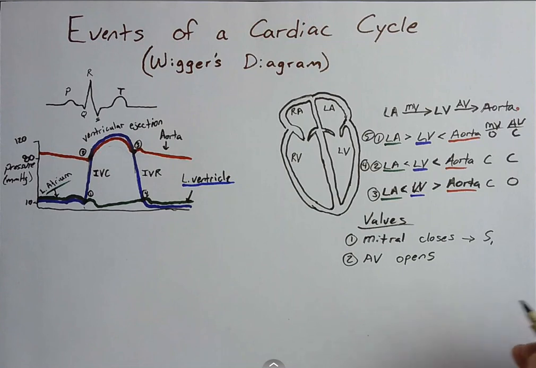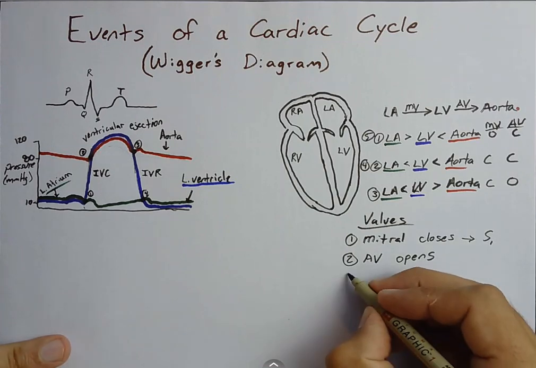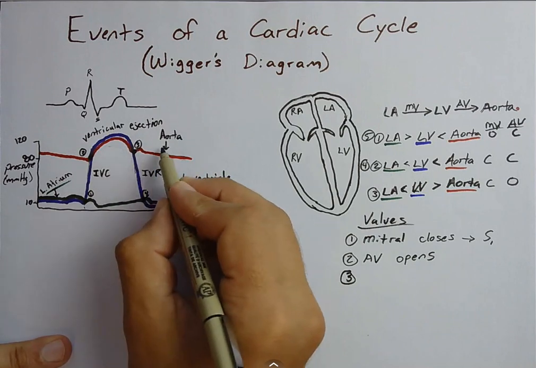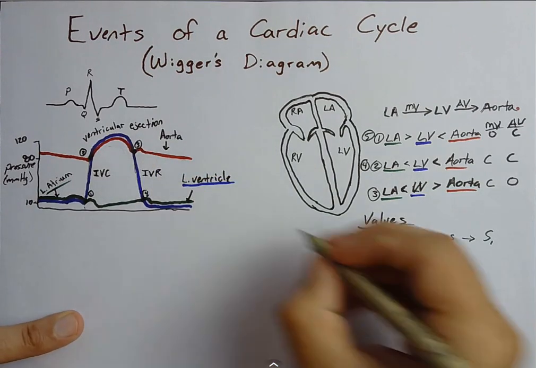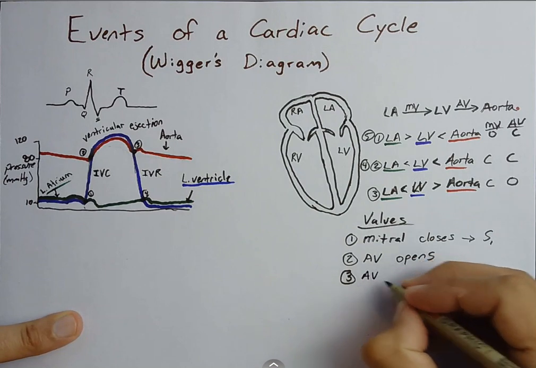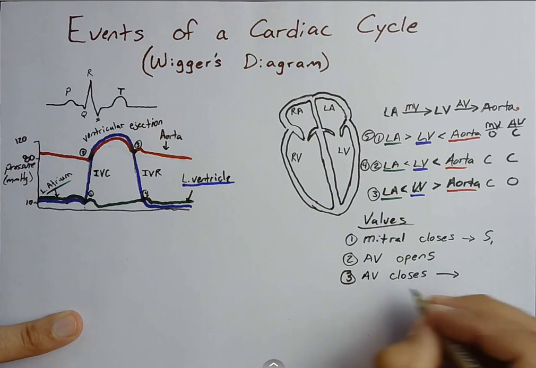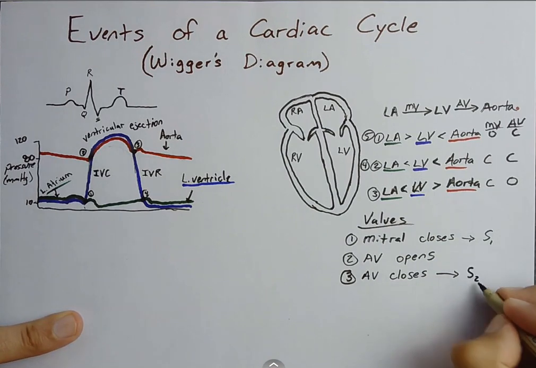If you do, we got some issues. Three, when ventricular pressure drops back below aortic pressure again, what's going to happen? That AV valve is going to close or slam shut. Therefore, when you slam a door, you get a sound.